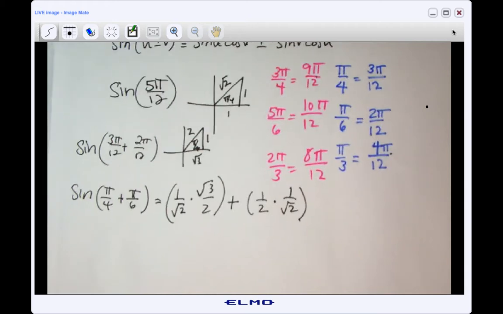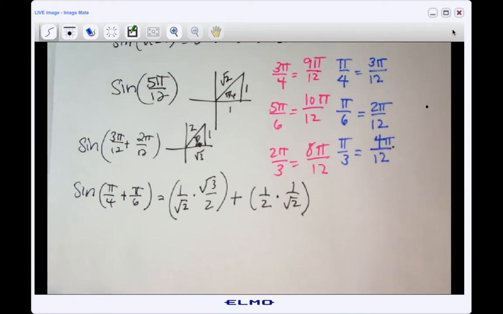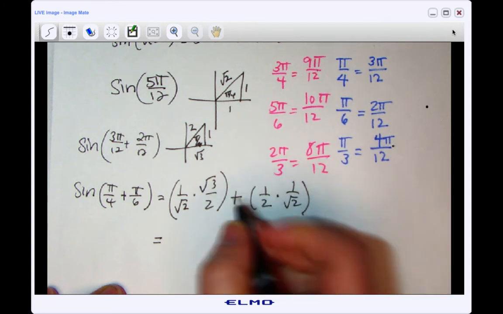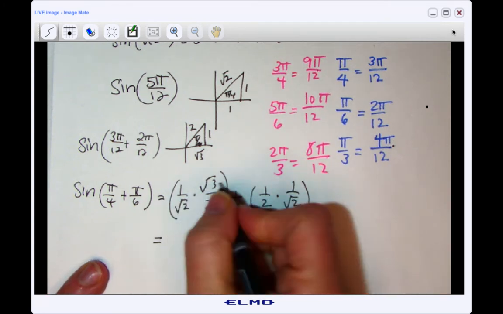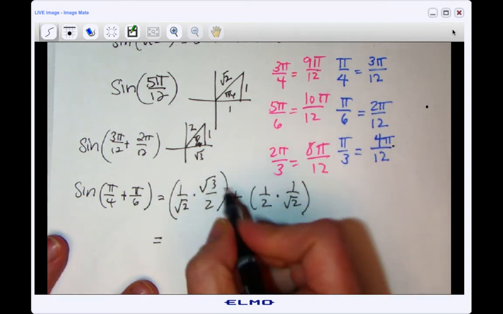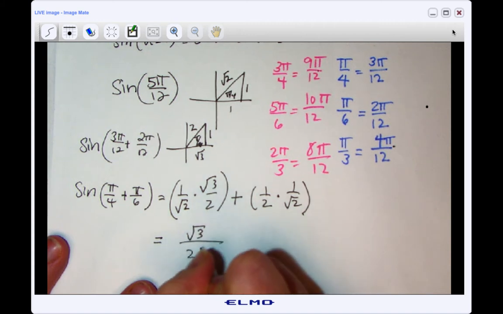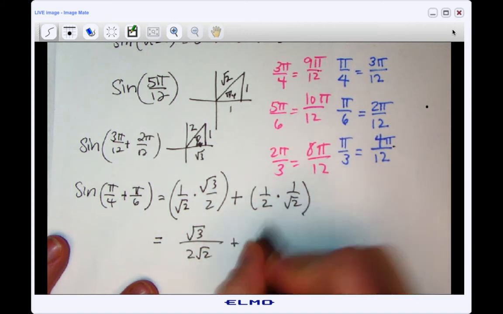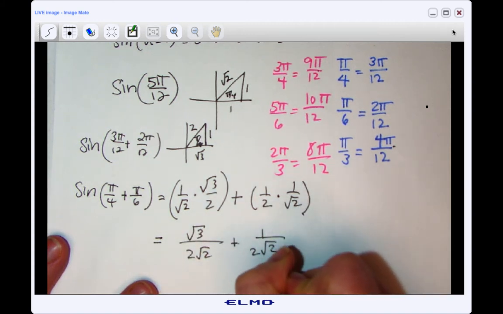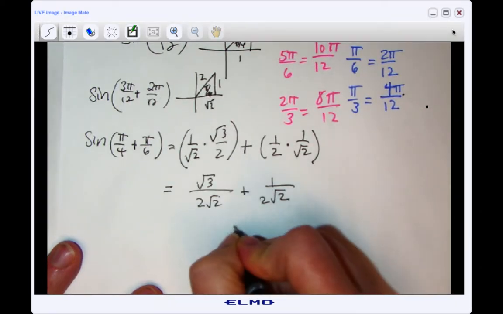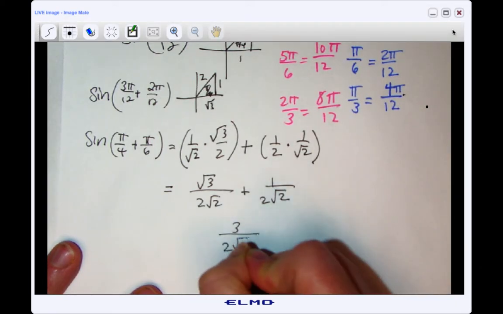And again, if your teacher requires rationalizing, you can rationalize, but as we all know, I don't really think that's all that important, so I don't usually do it unless there's a reason to. So I'm going to do root 3 over 2 root 2 plus 1 over 2 root 2. And then this can be simplified if you want to write it as 3, 2 root 2.